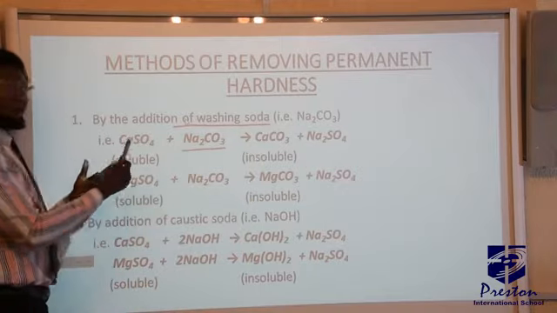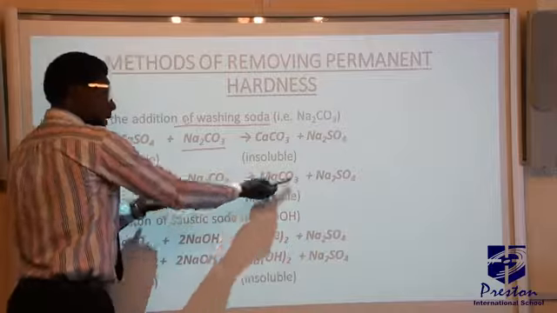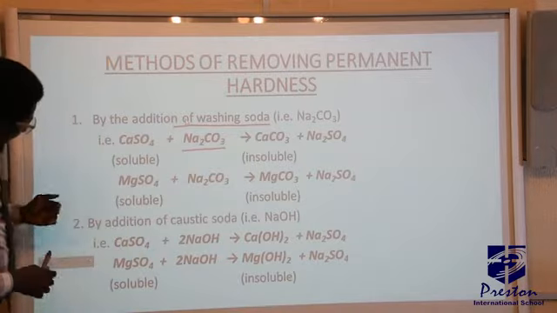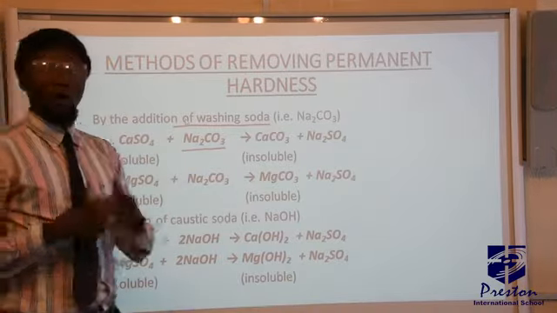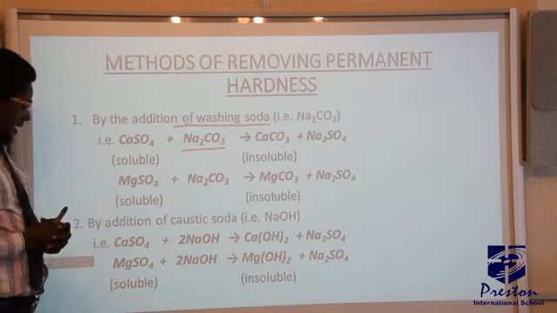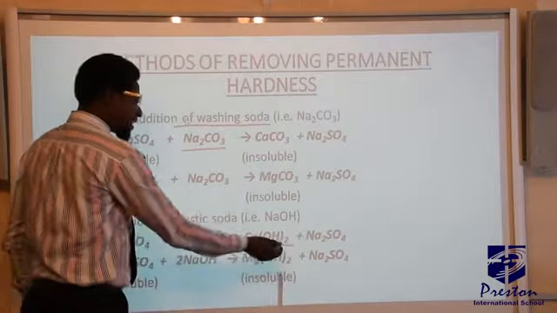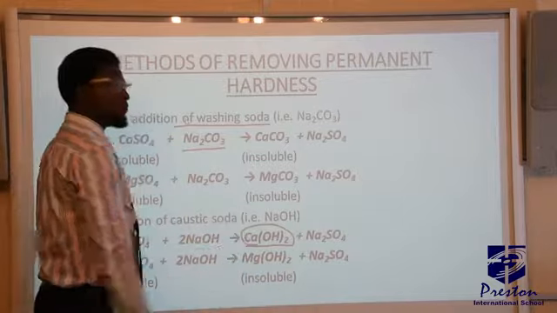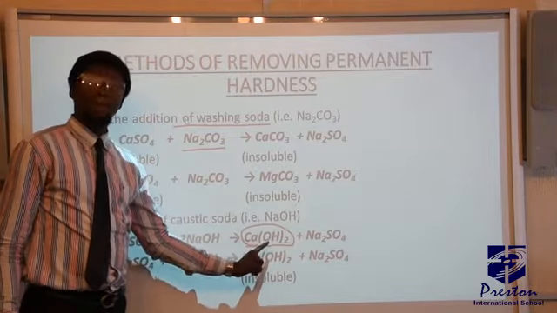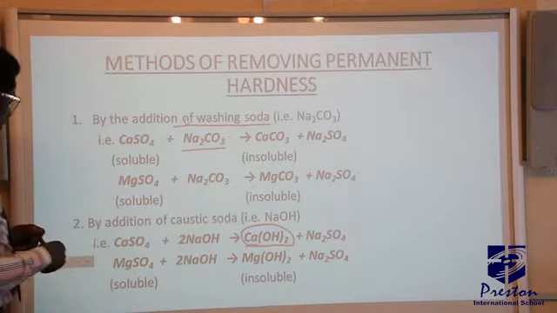And the same thing is also applicable when you have magnesium sulfate. You react it with washing soda to give you magnesium carbonate plus sodium sulfate. Magnesium carbonate is also said to be insoluble in water, and it can be separated by filtration. Then let's look at the second method, by addition of caustic soda. Caustic soda means sodium hydroxide. When you react sodium hydroxide with permanent hardness, that is calcium sulfate, it will give you calcium hydroxide plus sodium sulfate. This calcium hydroxide is what is actually responsible for the hardness in that water, and that is what you have removed here. It's an insoluble compound, which can also be separated by processes like filtration and other separation techniques.